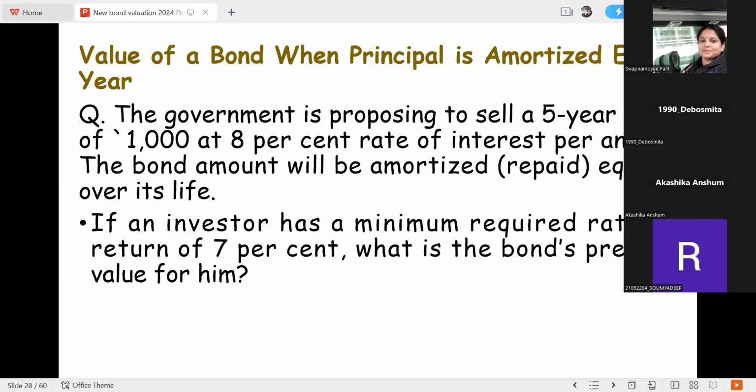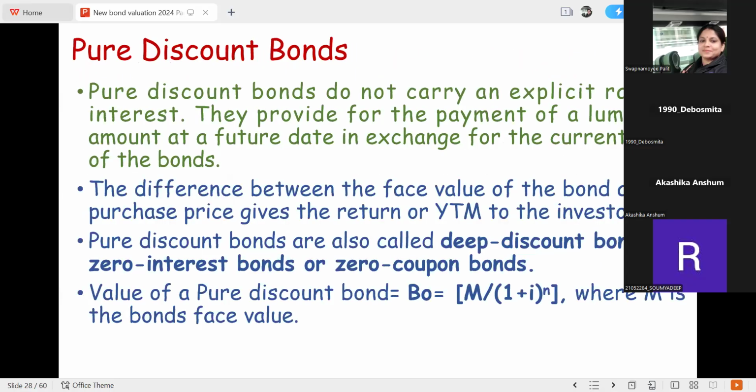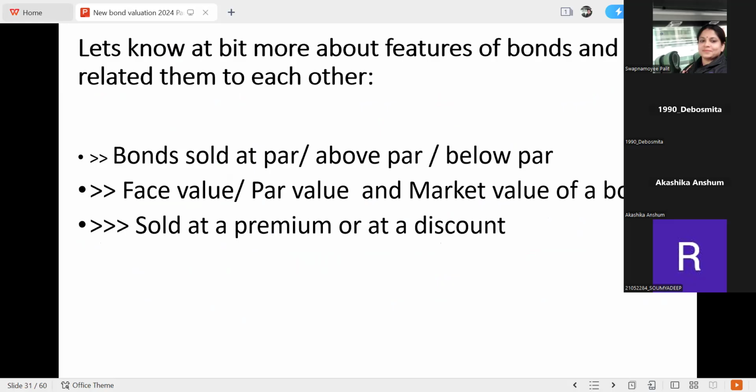So this is the sum we have done last class. Showed you how to do. This is a zero coupon bond. It does not give you any interest rate, and it is redeemed at the end of its maturity period. This is something I talked about last time. That means bond which is sold at par, above par, and below par.